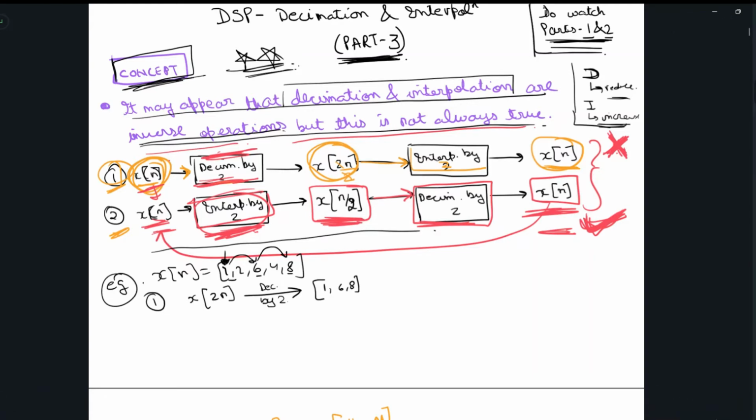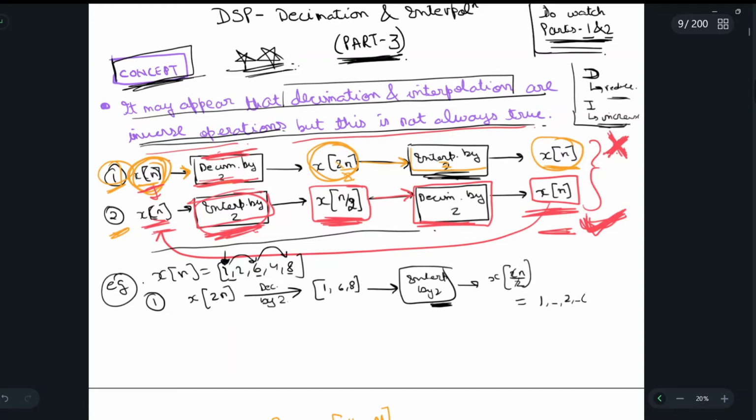So now we are going to interpolate it by 2, as we had discussed earlier. On interpolation, which is represented by x(2n/2), so this will get cancelled, and the answer will come out to be 1. And keep in mind that we are doing linear interpolation, step interpolation. So we will write a gap over here, then 2, then a gap over here, then 6, then a gap over here, then 4, then a gap over here, then 8, and then a gap over here.